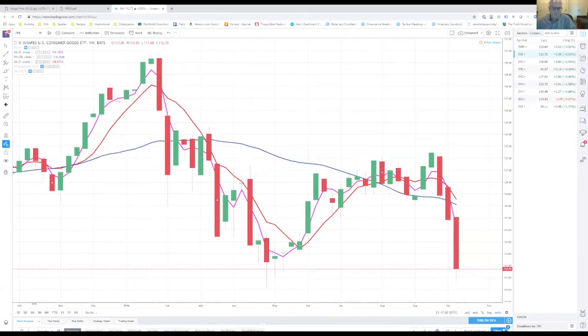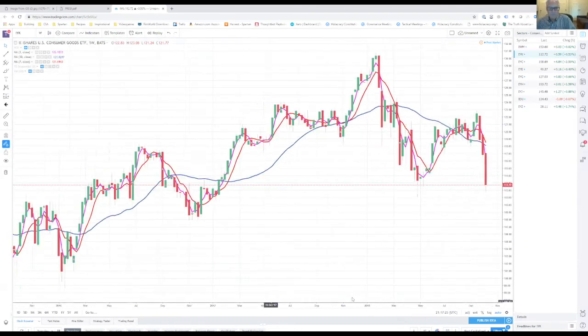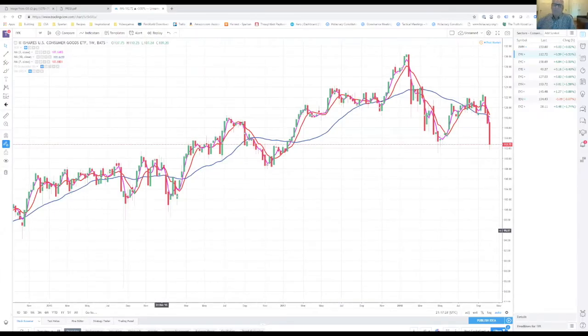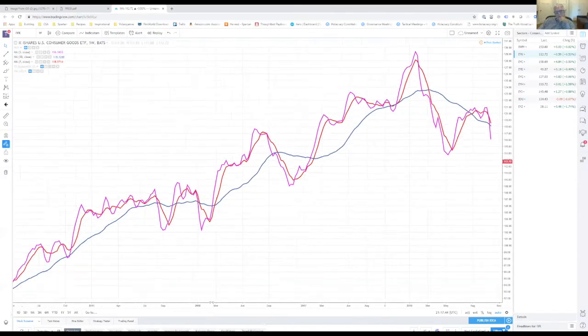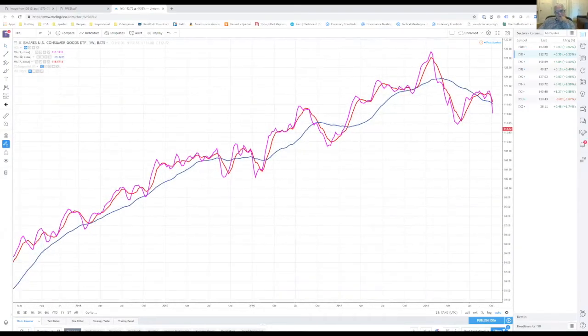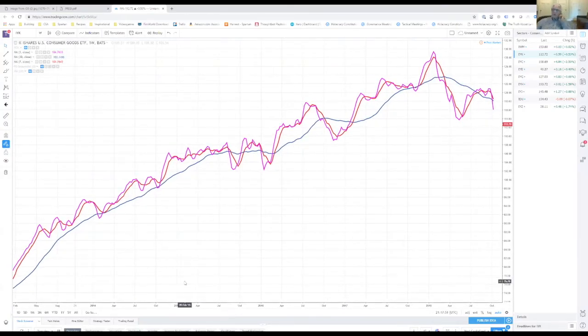Let's go back. Remember what we looked at when we went back to the 2015 period. And let's take the price off again, because we don't care what we're looking at. We don't care what the name is. We just want to understand trends and trend changes. Going back far enough, we've got a pretty nice looking uptrend.